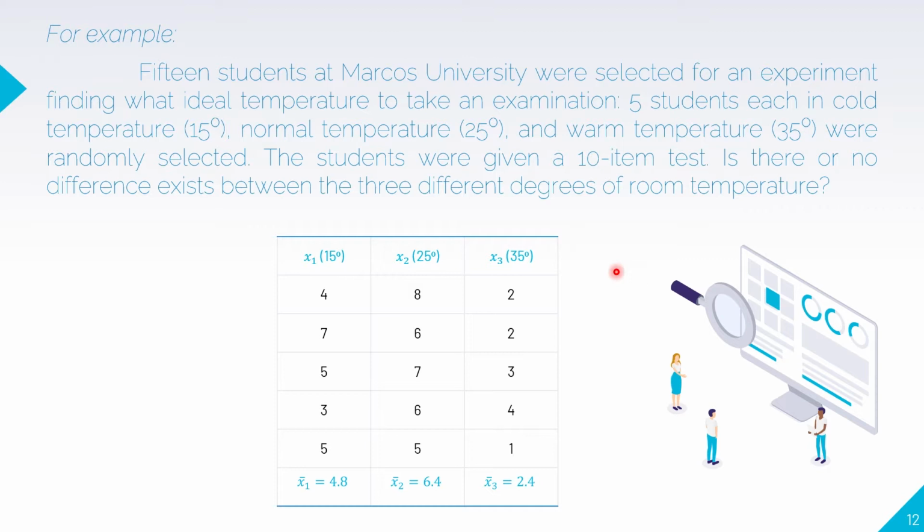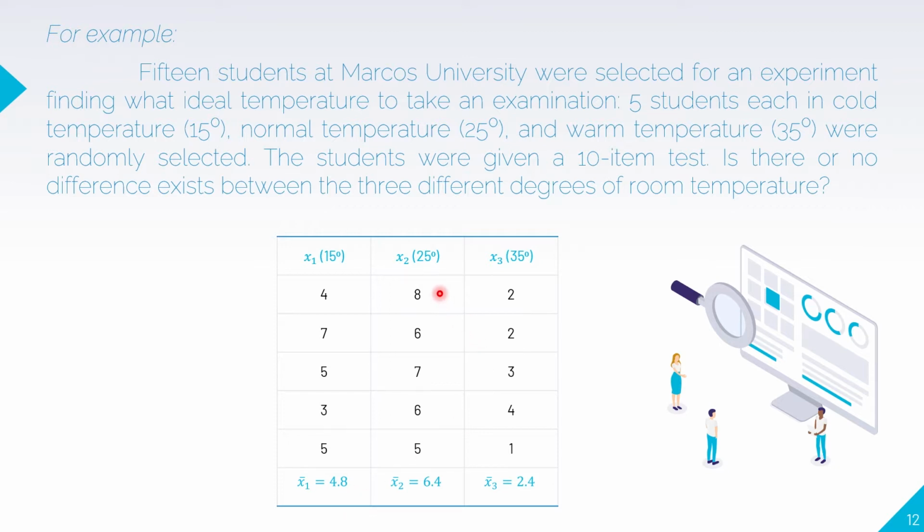Let's go back to our data here and find our mean. Let's find our mean first. In finding our mean, we need to add the data given in one column divided by how many are there in the column. So in 15 degrees, we have 4 plus 7 plus 5 plus 3 plus 5 divided by 5. We have 4.8 as our mean.